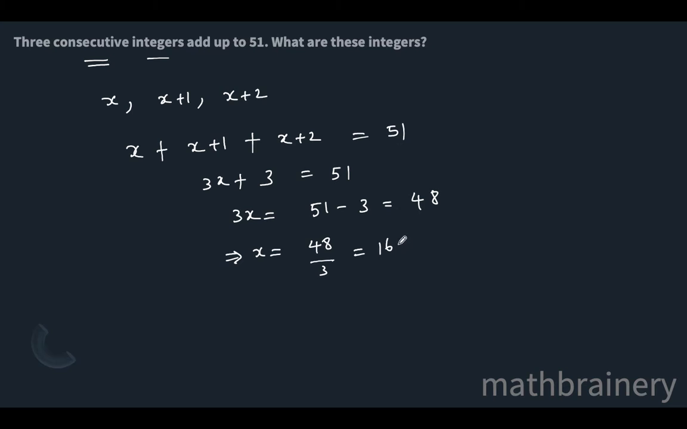Now, if x value is 16, what is x plus 1? x plus 1 must be 16 plus 1, which is 17, and x plus 2 must be 18. So, the required three integers are 16, 17 and 18. Let's look at the next question.